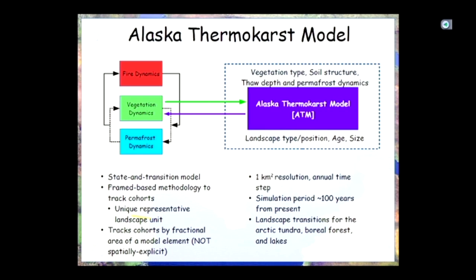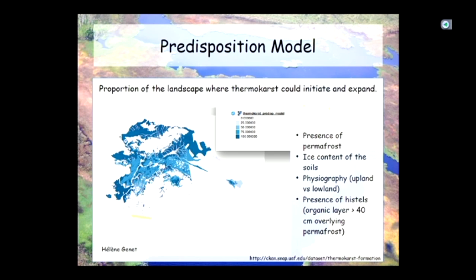We're running a 1 kilometer resolution with an annual time step, just like the IEM, and our goal is to simulate from 2000 to 2100. And our landscape transitions that we're focusing on right now are Arctic tundra, boreal forest, and Arctic lakes.